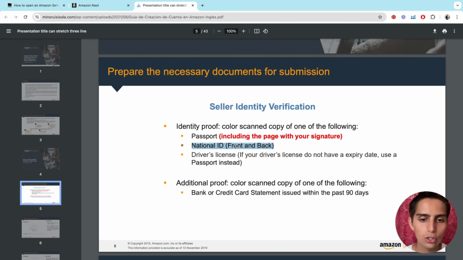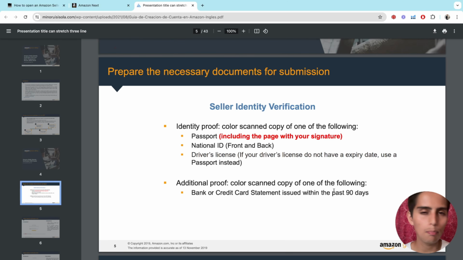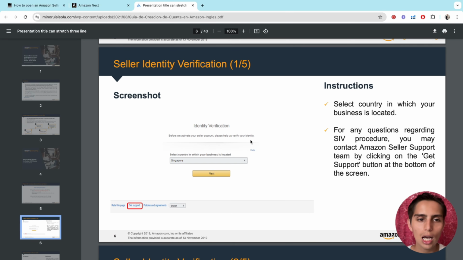Now, when it comes to the national ID, it has to be front and back. Also the driver's license will work if you don't have a passport or a national ID. For example, in the US, you don't have an ID, you just have your driver's license, so that's gonna work just fine. And the additional proof: a bank or credit card statement issued in the past 90 days. It cannot be old, okay? It has to be recent. Within 30 days, 60 days is the best, but if not, just make sure that it's issued within the past 90 days.